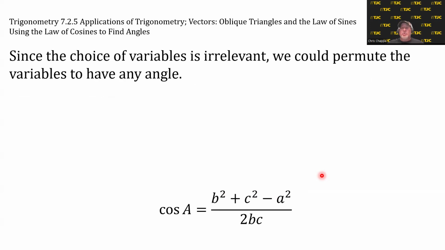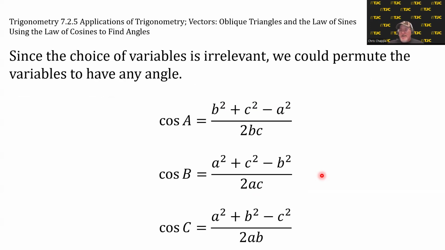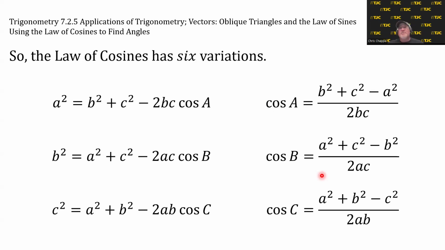And since the choice of variables was irrelevant, we could permute the variables to have any angle inside the cosine. So there's actually three variations of this. One that says cosine A equals, one that says cosine B equals, one that says cosine C equals. And you can see that it would be easy to get these formulas mixed up if you're trying to memorize them all, unless you focused on the structures. So really, we have 6 variations of the law of cosines, 3 of which look like this with 3 different angles, and the other 3 were solved for cosine of that angle.